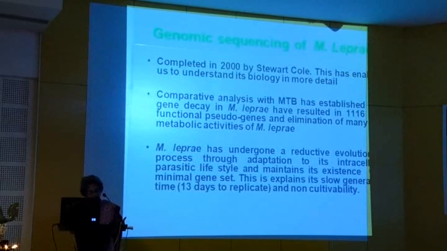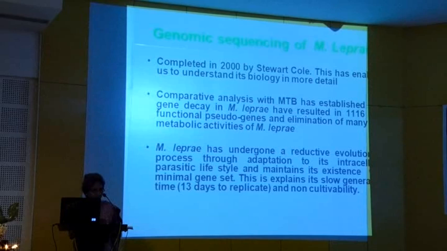Now, the genomic sequence of M. leprae, completed in 2001, was the major advance in the field of leprosy, and that has helped, as I said, to explore many other areas from the point of view of early diagnosis and so on. This was done with Stewart Cole, as you may all know. Comparative analysis with M. tuberculosis has established that gene decay in M. leprae has resulted in 1,116 non-functional pseudogenes and elimination of many key metabolic activities of M. leprae. So that itself explains why M. leprae is so difficult to cultivate.